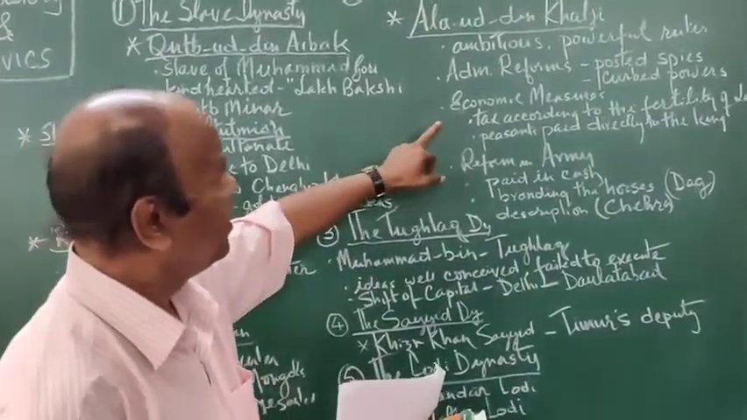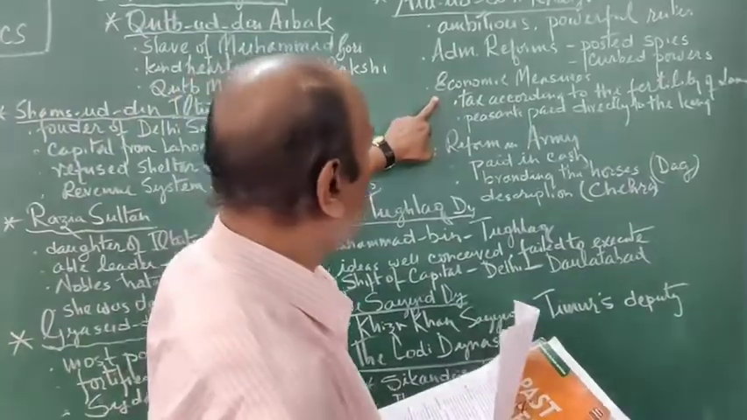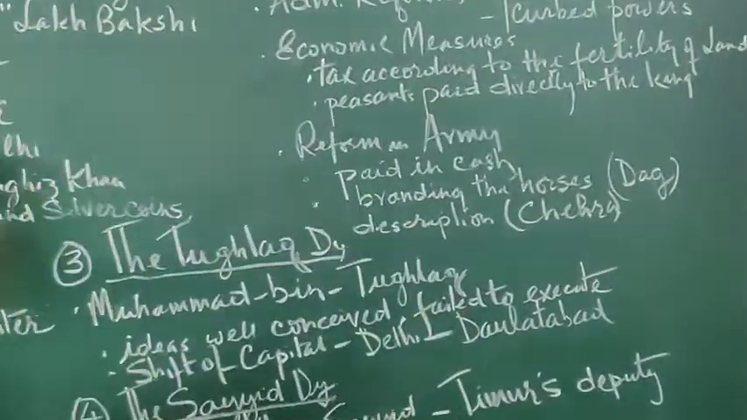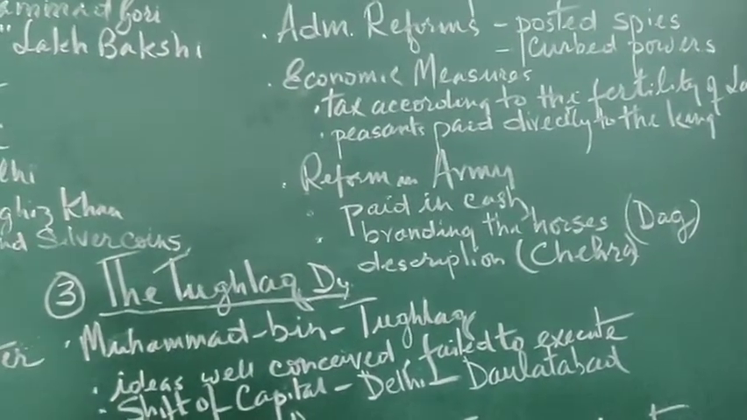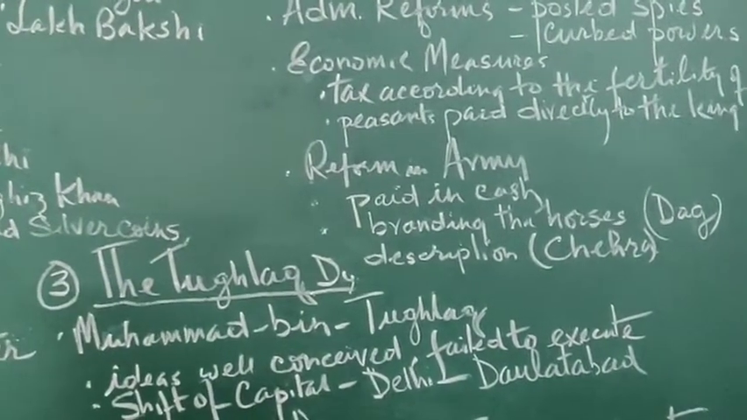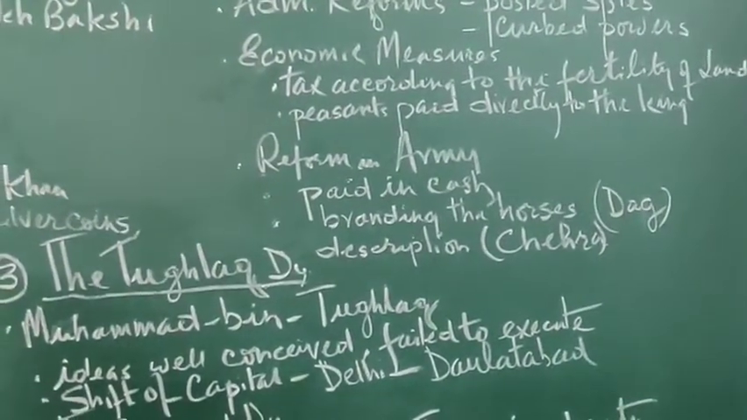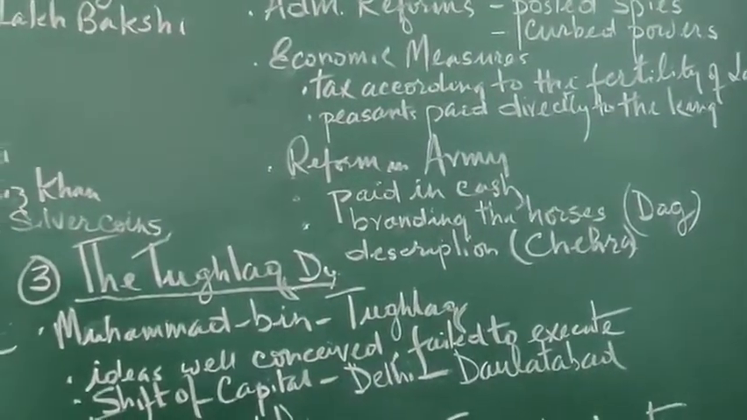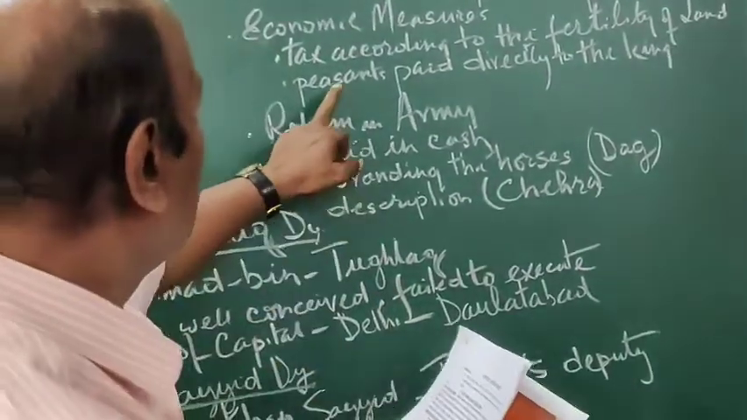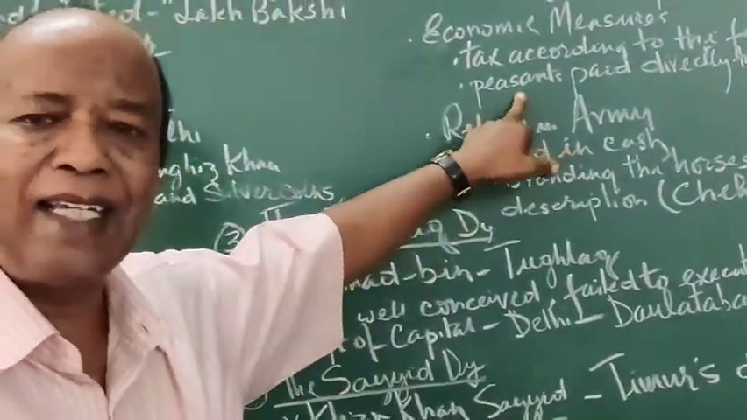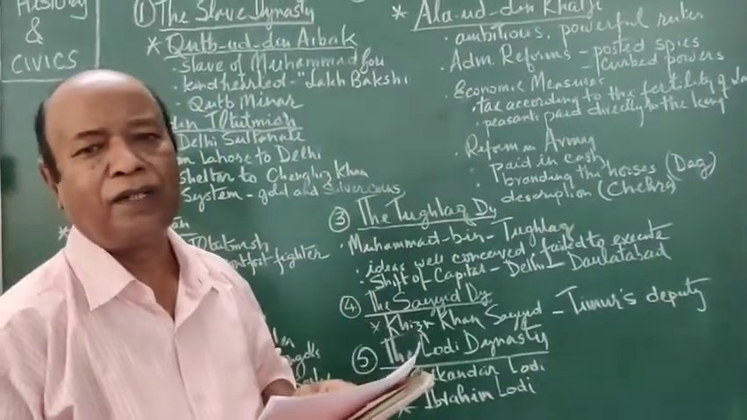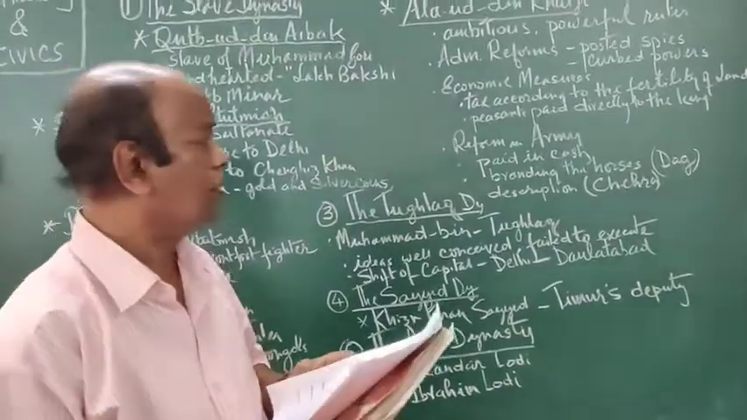Another system was the economic measures he took. He had a tax for the peasants, but he charged them according to the fertility of the land. If the land is more fertile, you charge them more. If the land is less fertile, you charge them less. So he was very concerned about the tax which the peasants pay. Also, peasants paid their tax directly to the king. So there was no middleman. He saved them from middlemen, so corruption was less.